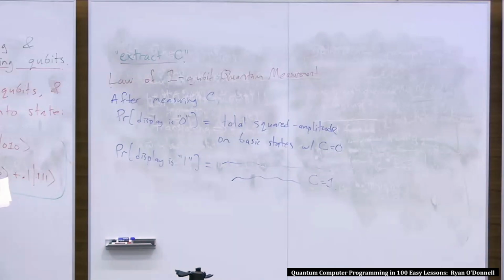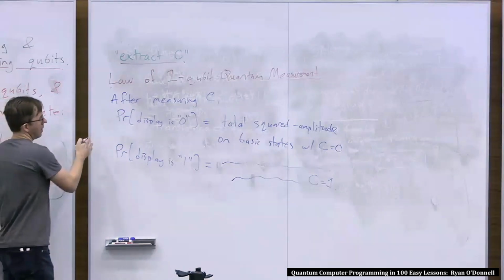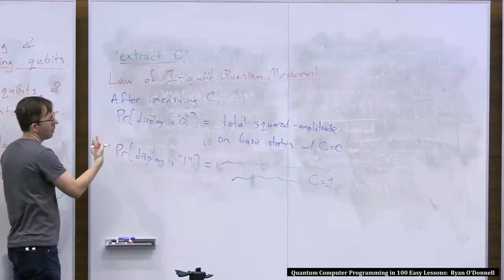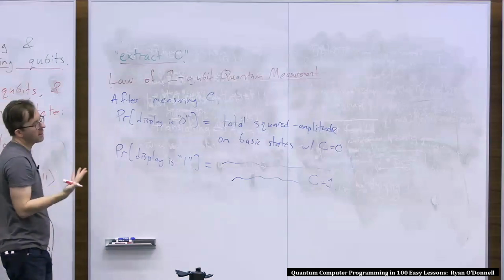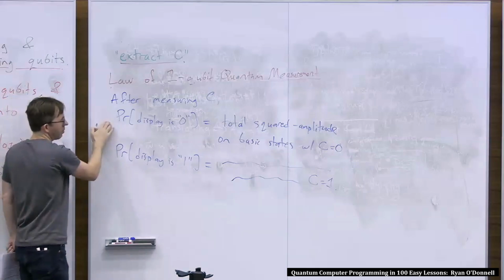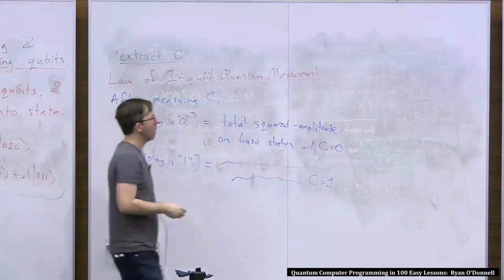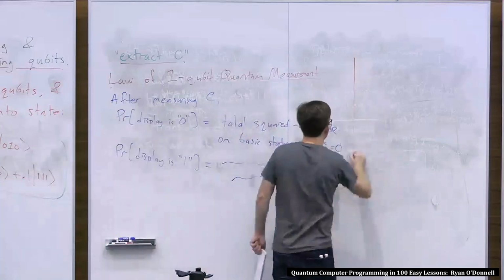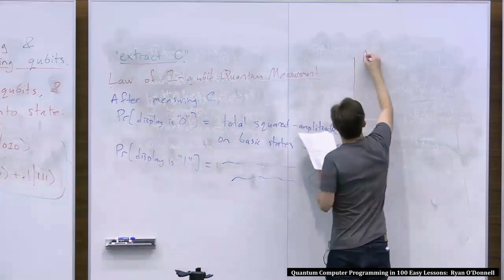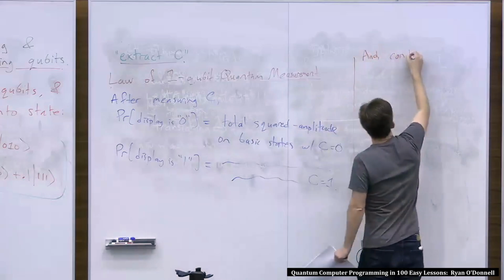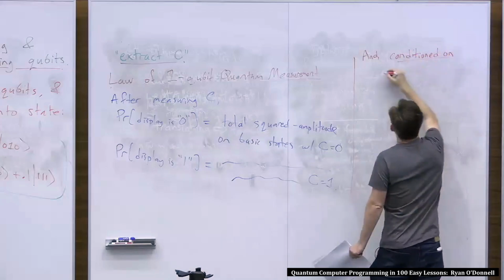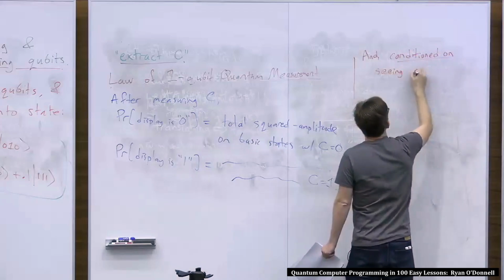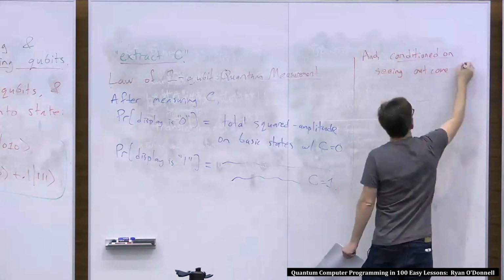And now what's the next thing that happens? There's kind of two cases. You have to ask yourself what happens to A and B, since C is going to be deleted after this and A and B are going to be left. We have to understand what the state of A and B is, and it depends whether the display was 0 or the display was 1. So you have to consider these two cases. I'm continuing the statement: conditioned on seeing outcome C equals 0.